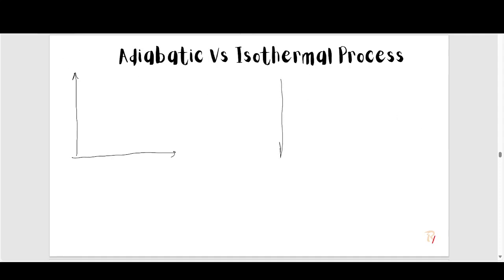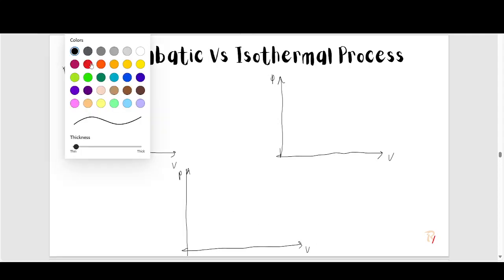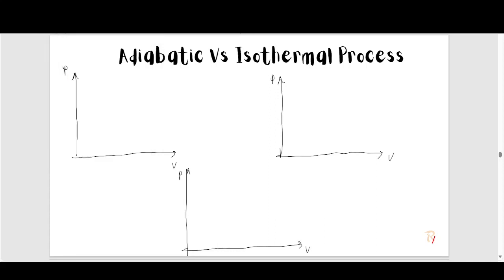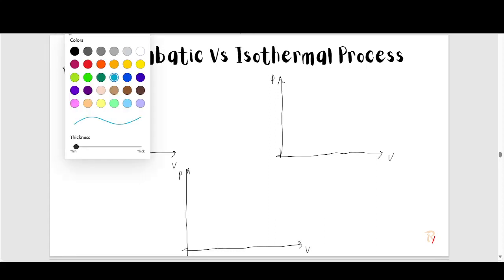Let me take this. Since more questions ask me these variation types, I am telling this. Let me take the PV graph, PV graph, and PV graph. Let me pick this.